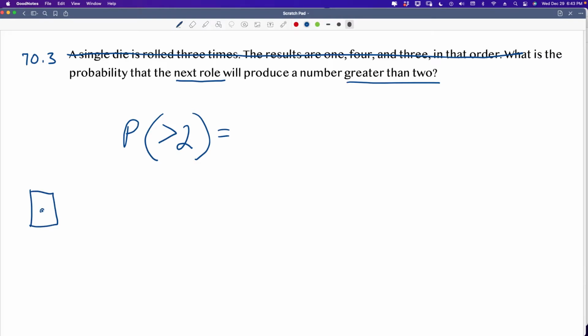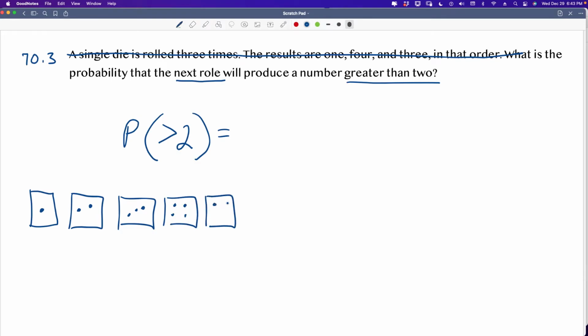So let's make a sketch of our possibilities. We have one side of the dice is a 1, one side is a 2, one side is a 3, one side is a 4, one side is a 5, and one side is a 6. Okay? So what we have to do is put the total number of outcomes on the bottom. We have 1, 2, 3, 4, 5, 6 possible outcomes. So that's our total outcomes. And greater than 2 is the event that we're looking for.